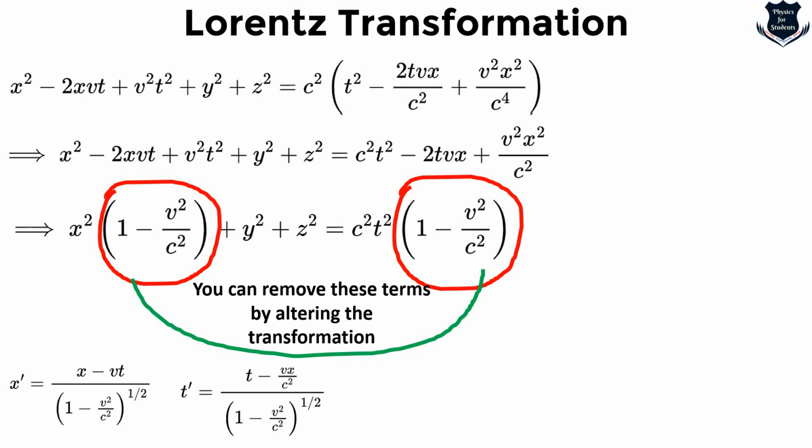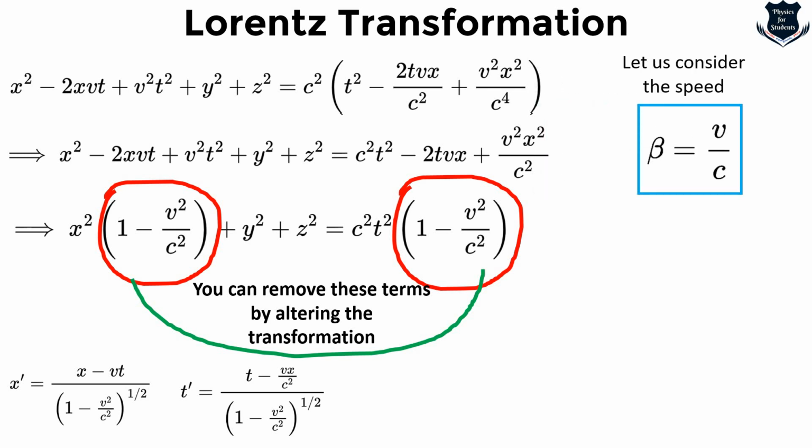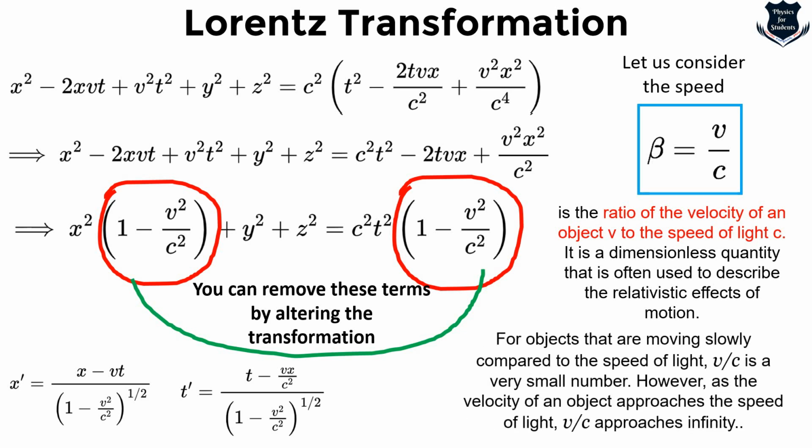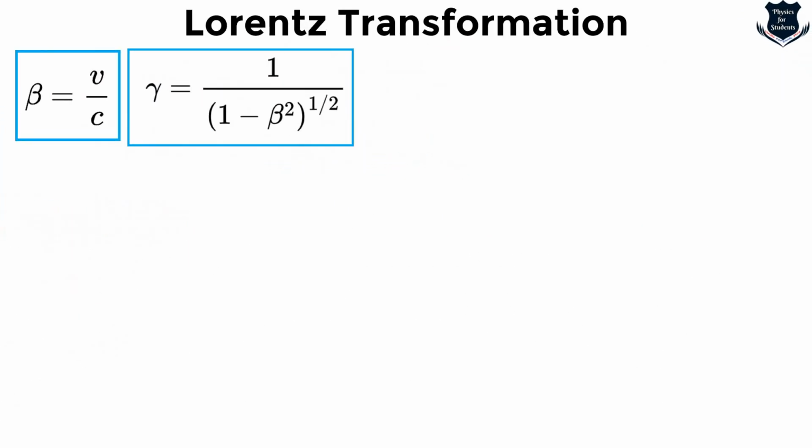Now here is a catch. The catch is that we will consider another element, for example beta equals to v by c. What is this? This is actually the ratio of the velocity of an object v compared to that of the light c, and it is a dimensionless quantity, obviously. So for objects which are moving slowly compared to the speed of light, v by c is a very small number, remember, and as the velocity of an object goes faster and faster, v by c obviously will approach 1. So we find beta equal to v by c, and gamma would be 1 by the square root of 1 minus beta square.